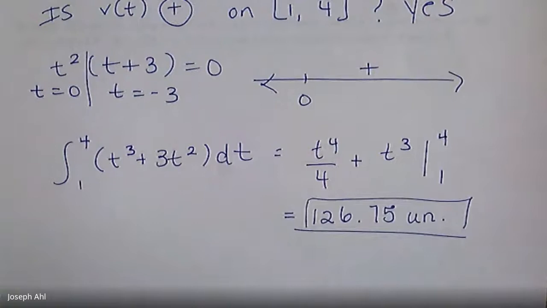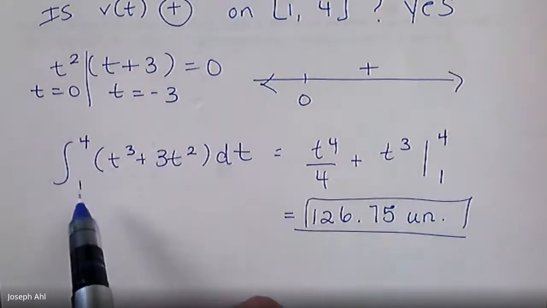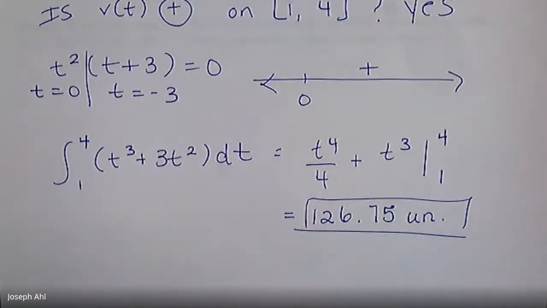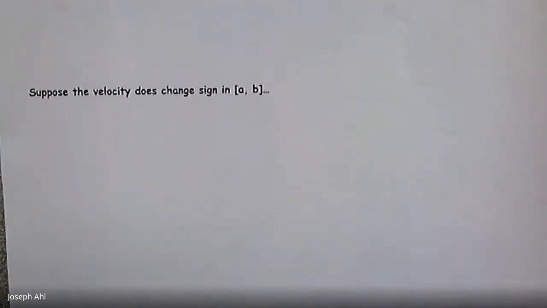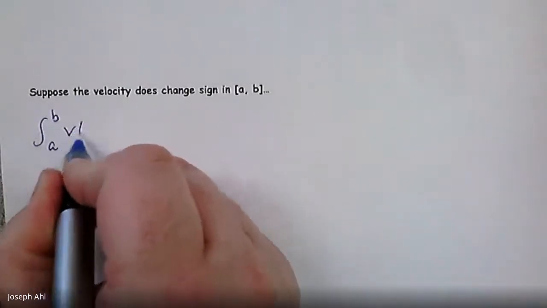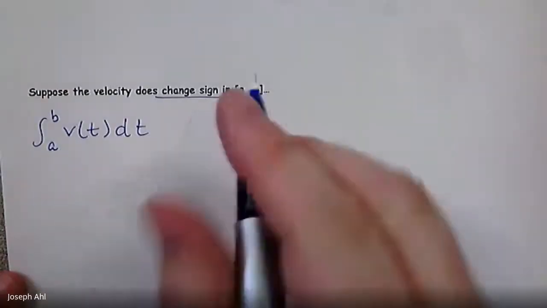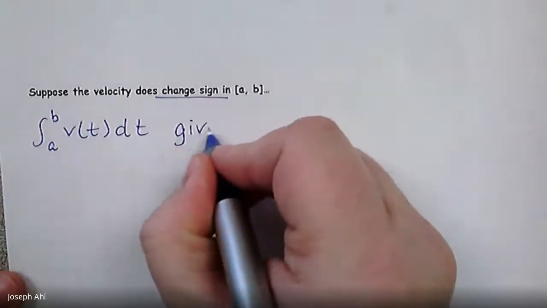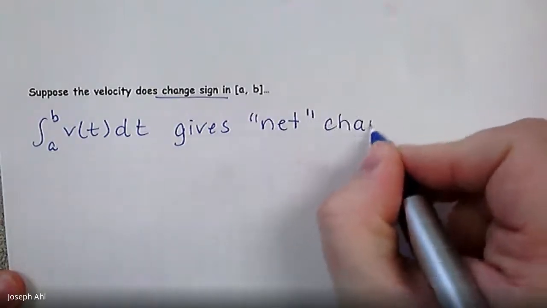Okay, so if you know something about your velocity function, that it is always positive on the interval, it's a pretty easy application. We're finding the definite integral from 1 to 4 of your velocity function. But suppose that the velocity does change sign on the interval from A to B. What would the integral from A to B give us? If we change sign on the interval from A to B, this integral gives the net change in distance.